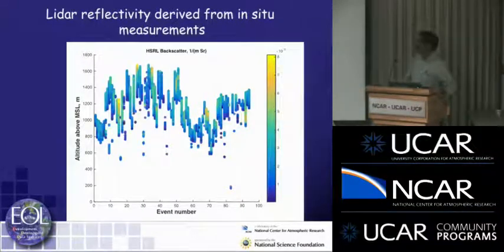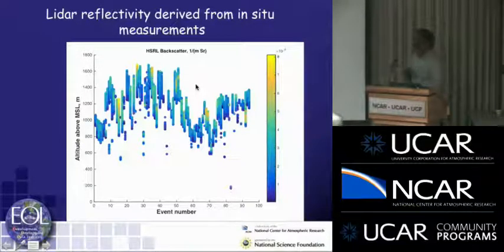This is HSRL LIDAR reflectivity. LIDAR reflectivity is shown as 1 over meter steradian. If you look at it, this yellow color corresponds to much higher values. This corresponds to much lower values here. The backscatter measurements are simulated.